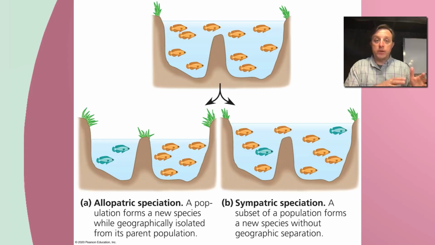In sympatric speciation, there is no geographical isolation, so there is some other isolating mechanism that comes into play. These two populations that are diverging share a geographical range, but one of those other reproductive isolating mechanisms, one of those other barriers, has come into play here and is preventing these two populations from exchanging genetic material.